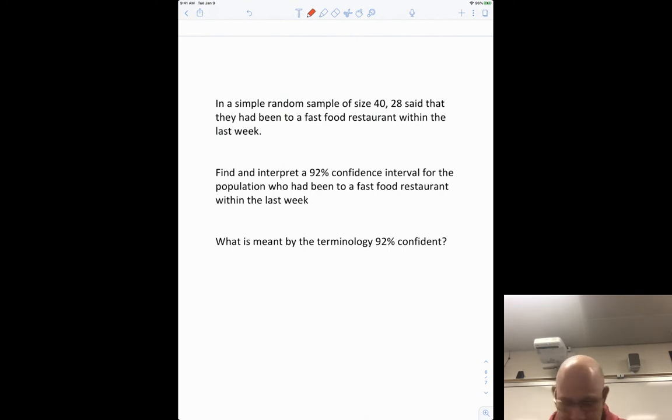So we're going to go 28 divided by 40. I know I could do that in my head, but I don't want to make a mistake. 70% plus or minus. All right, so now 92%.